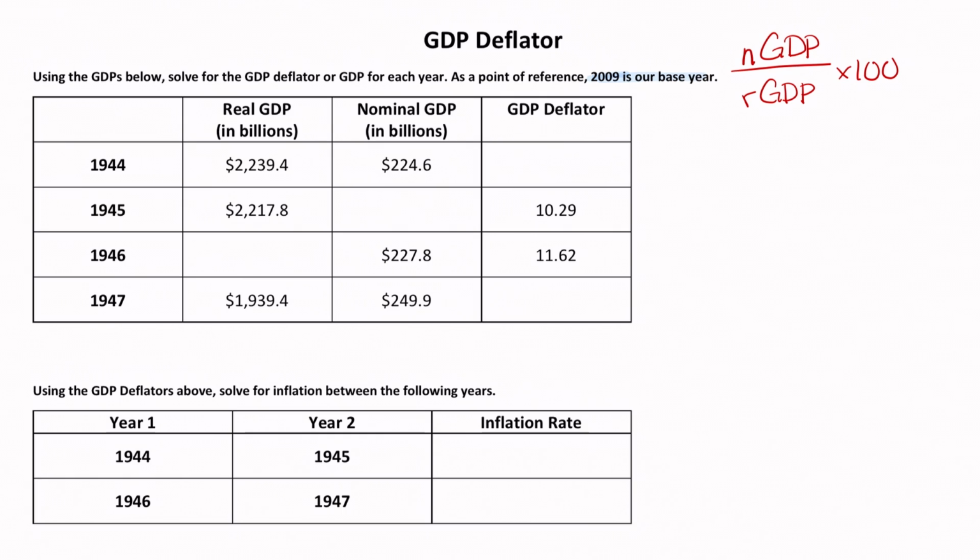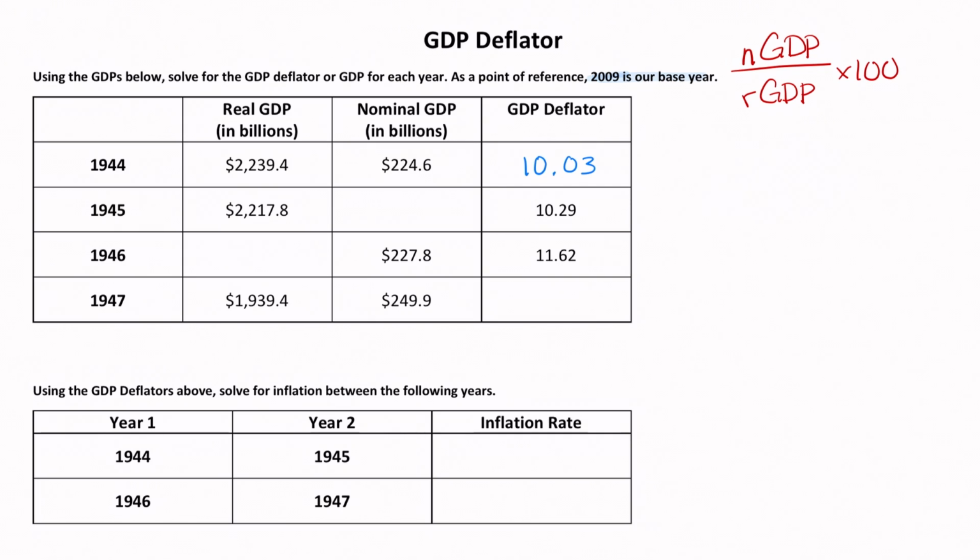In 1944, we saw that our nominal GDP was 224.6, and we divide that by 2,239.4 times 100. Do the algebra, plug it in, and we end up getting a deflator of 10.03 in 1944. Let's go ahead and move to this next one.